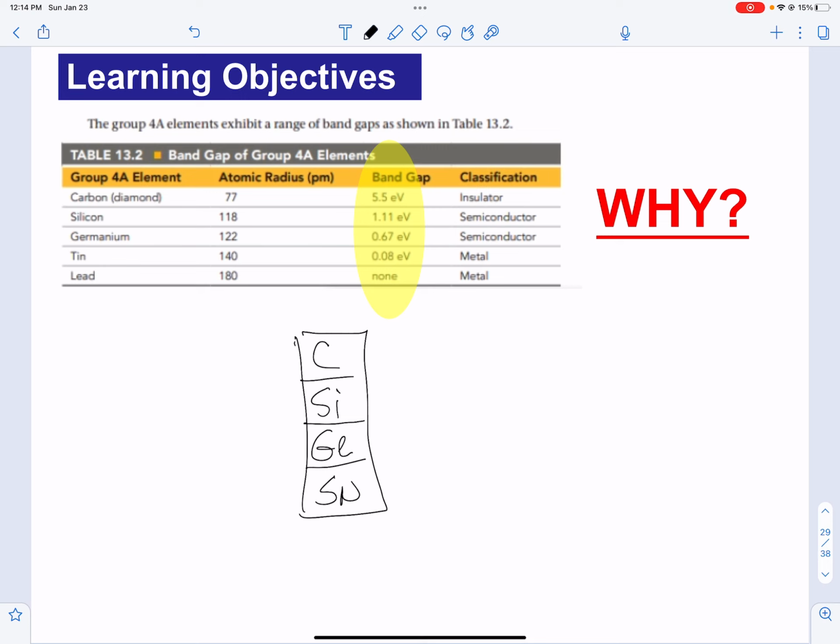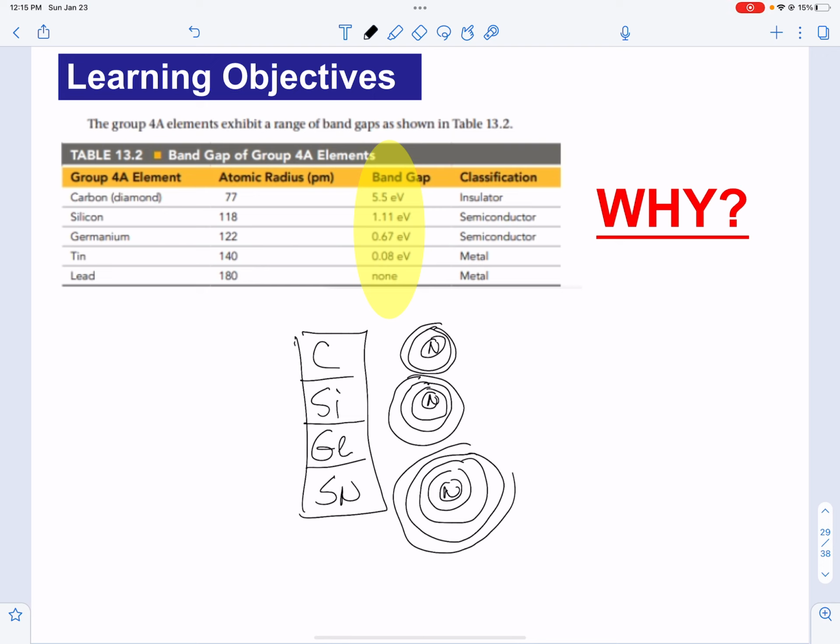So if you remember, carbon is going to be on period 2. So you're going to have your nucleus, and then you're going to have one energy level, two energy levels. Silicon is going to be on period 3. You're going to have the nucleus and one energy level, two energy levels, three energy levels. Tin is going to be nucleus, one energy level, two energy levels, three energy levels, four energy levels. Can you see that the size is definitely increasing as you go down?